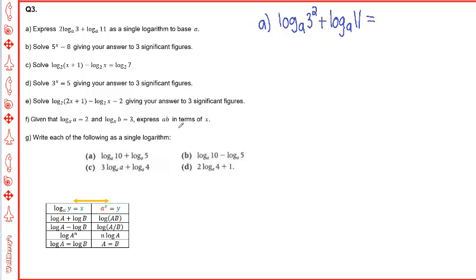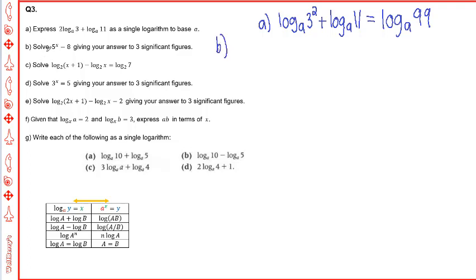Now when you have two logs added together, we're going to use this rule here. They become multiplied as long as they have the same base, which ours do. This is 9, this is 11. 9 times 11 is 99. So the final answer is log base A 99. It's that simple. Move on to part B.